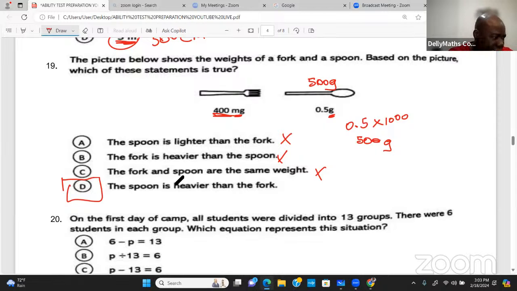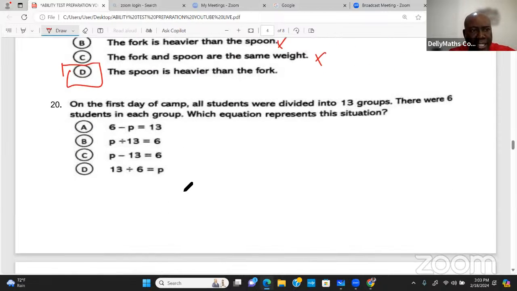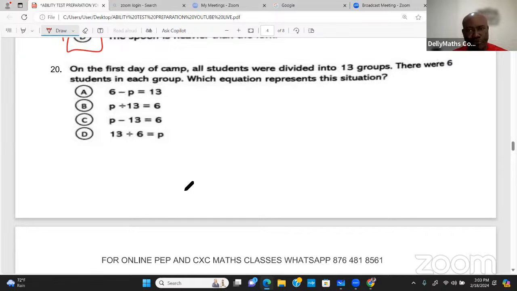So the answer is D right there for the spoon. Let's keep rolling. Number 20. It says, on the first day of camp, all students were divided into 13 groups. There were 6 students in each group. Which equation represents the situation?